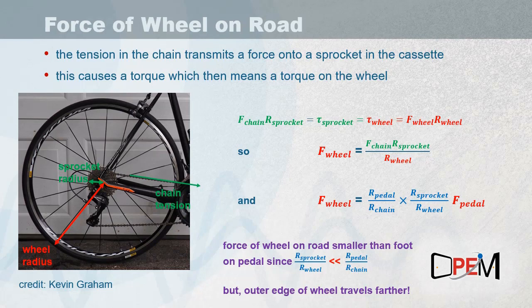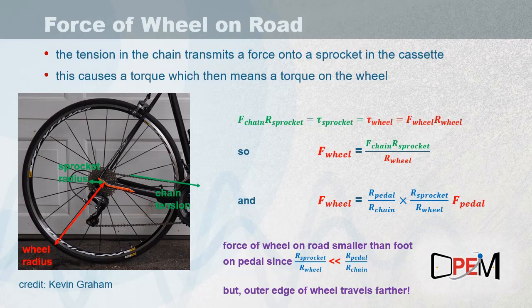And in particular, the force of the wheel on the ground is equal to the tension in the chain, or the force of the chain onto the sprocket, times the radius of the sprocket divided by the radius of the wheel. And here, the radius of the sprocket, as you can see, is much smaller than the radius of the wheel, and so the force of the wheel onto the ground is going to be much smaller than the force of the chain onto the sprocket.